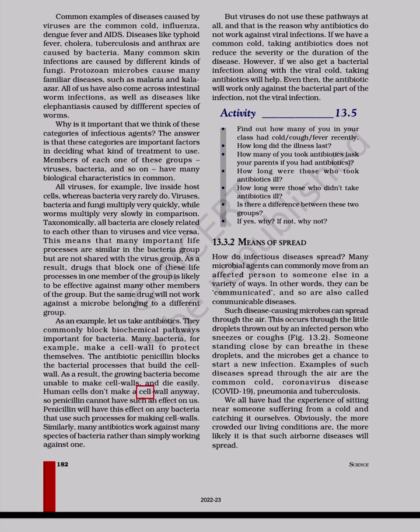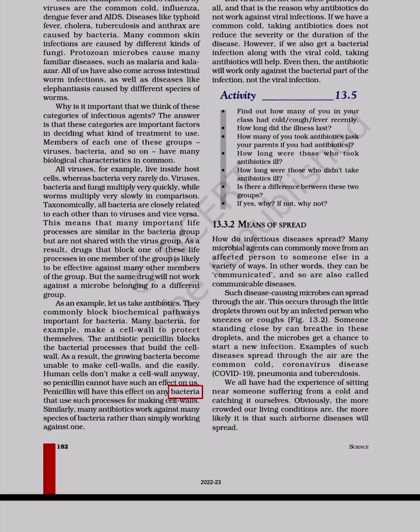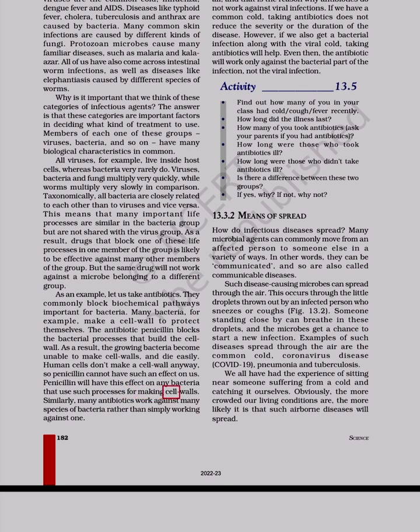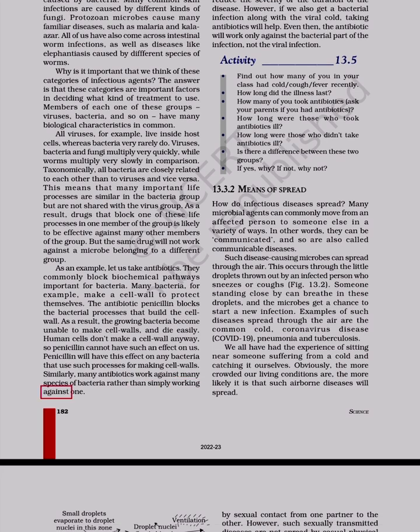Human cells don't make a cell wall anyway, so penicillin cannot have such an effect on us. Penicillin will have this effect on any bacteria that use such processes for making cell walls. Similarly, many antibiotics work against many species of bacteria rather than simply working against one.